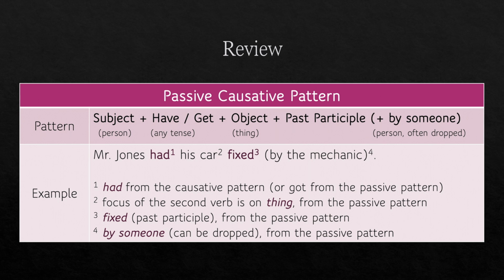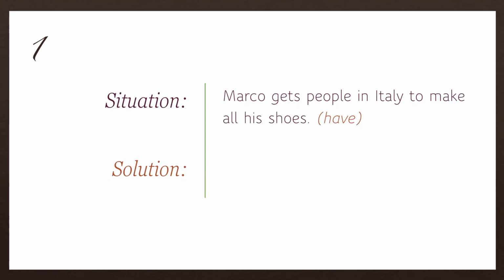Let's do a few exercises so you can practice putting it all together. I'll give you the situation, and you think of how we could put the sentence in the passive causative. Ready? Number 1. Marco gets people in Italy to make all of his shoes. How can we say the same thing using a passive causative? Think about it and pause the video if you want to take more time. Be sure to use the verb have in your answer.